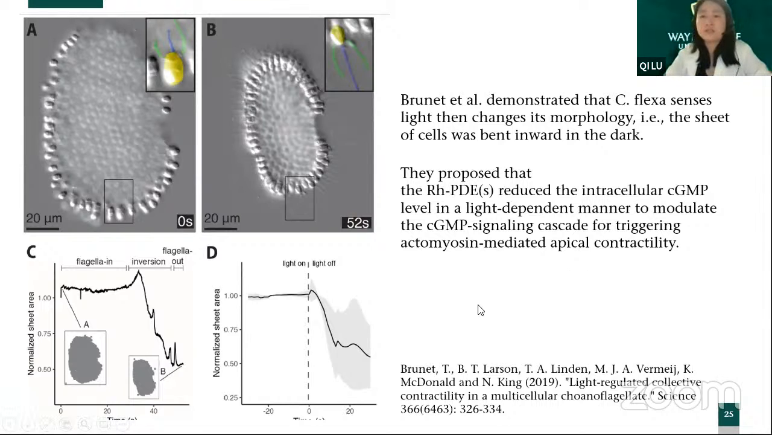and it's related to the intracellular cyclic GMP level. And this cyclic GMP signal cascade might trigger actomyosin-mediated apical contractility. So I think it's quite interesting, and it should be highlighted in this lecture, because it's directly linked to the light regulation of the behavior of a group of these creatures.